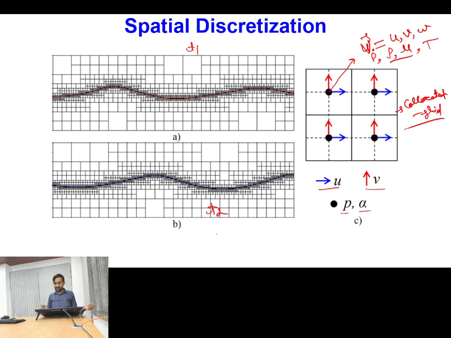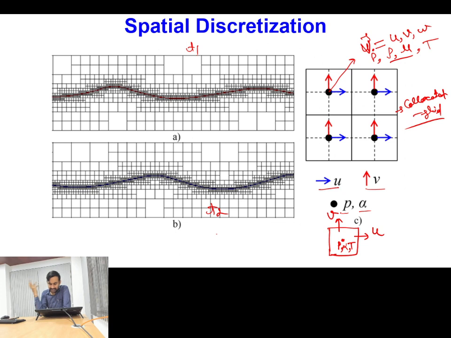But if I use the other arrangement, I am storing my pressure, alpha and temperature etc. at the cell center, and I am storing my velocities at face centers. So the vector quantities I am storing at the face center. It means now I have two kinds of nodes: one node is for scalars, and the other nodes are for velocity, and in the vertical direction this node is for vertical velocity. This type of arrangement is called a non-collocated or staggered grid arrangement.